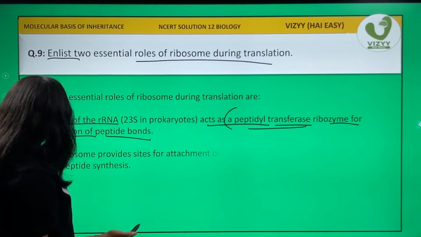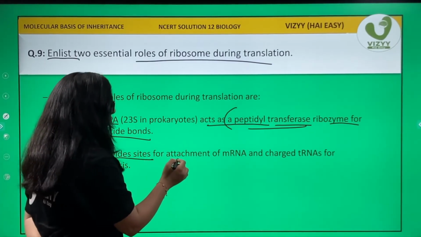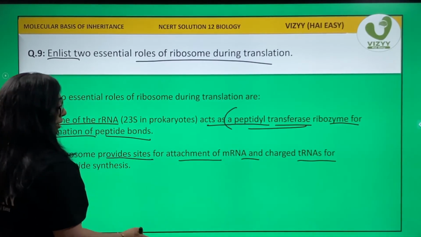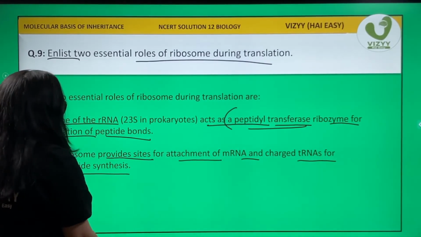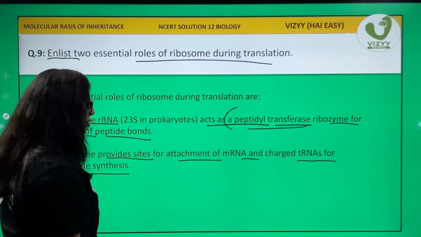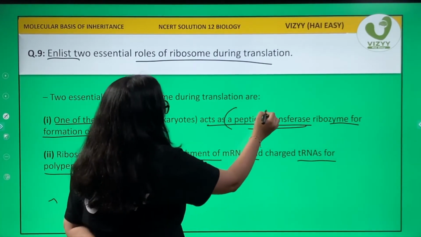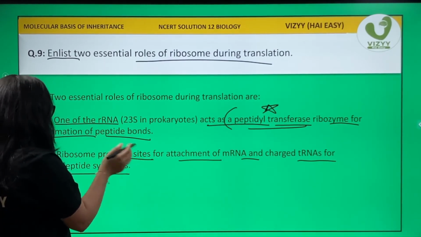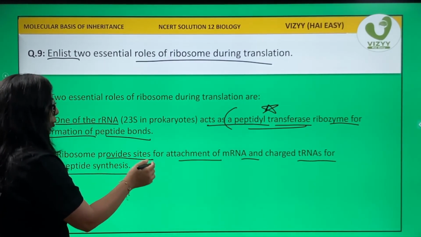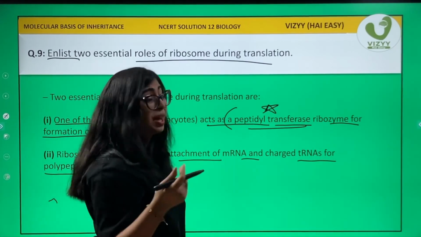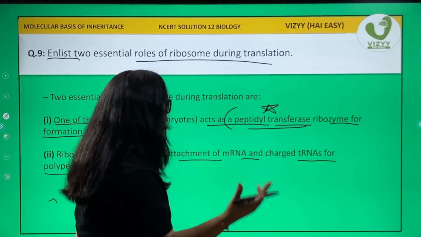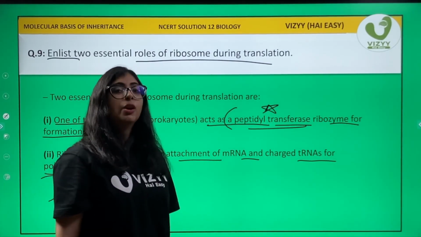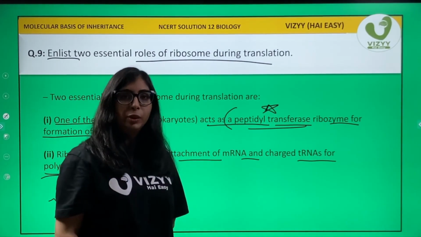Now, ribosome provides site for attachment of mRNA and charged tRNAs for polypeptide synthesis. Remember students, what? Peptide transferase for formation of peptide bonds, and ribosome provides site for attachment of mRNA and charged tRNA for polypeptide synthesis. Okay students, so here we are done with question number 9.